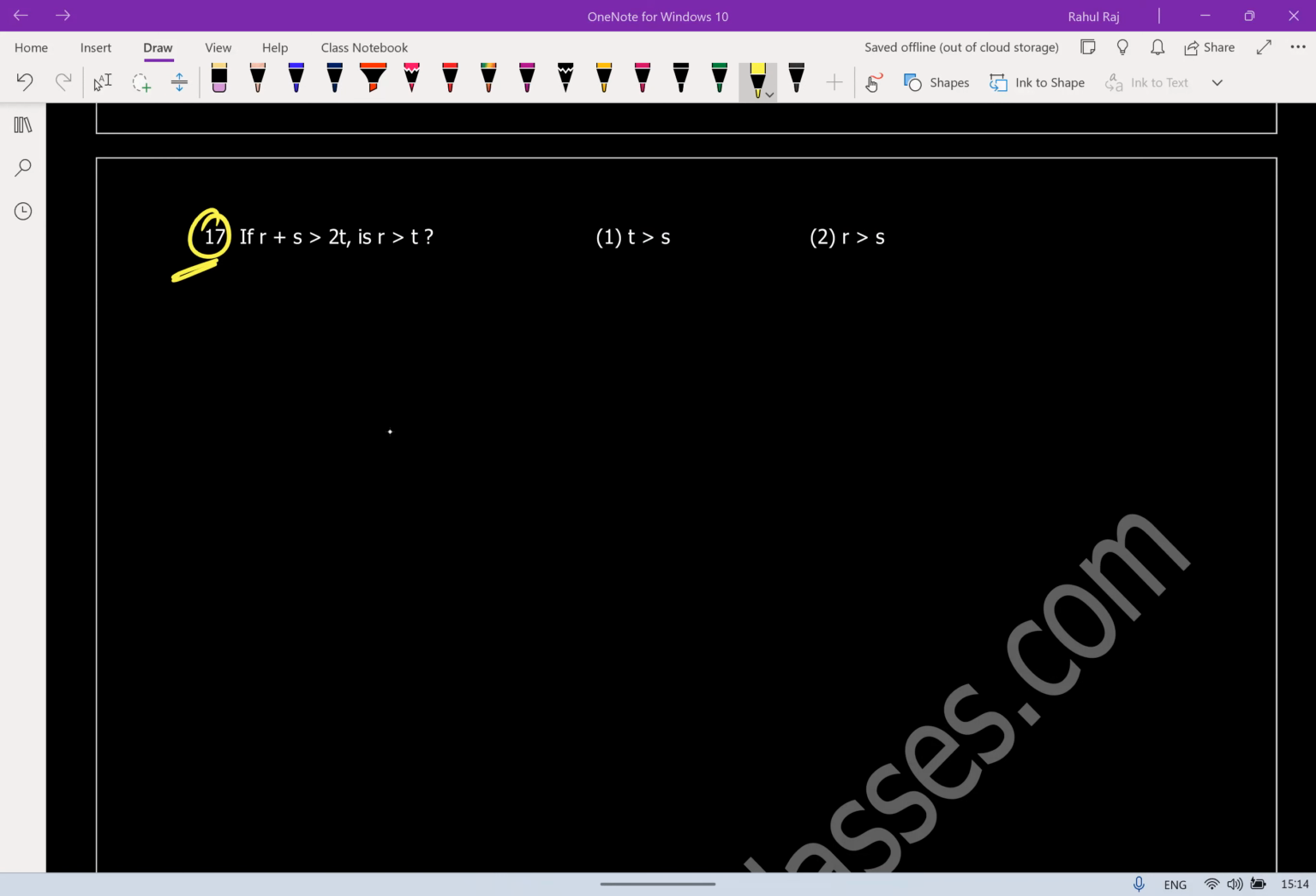See here, this is the information that is given to me, that R plus S is greater than 2t. And then the question being asked is, is R greater than t or not? Now the information is in terms of an equation here. My statements are in terms of equations. It should take me hardly 20 seconds just to put it here. R plus S is greater than 2t.